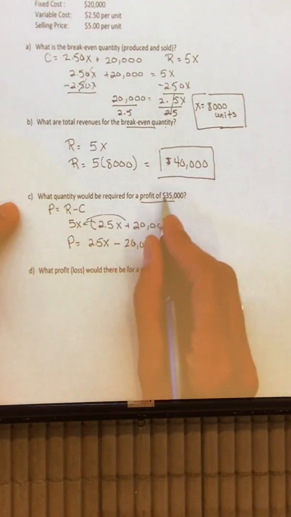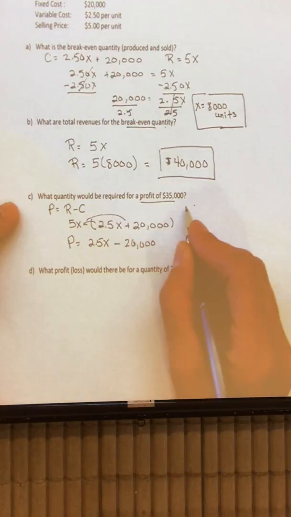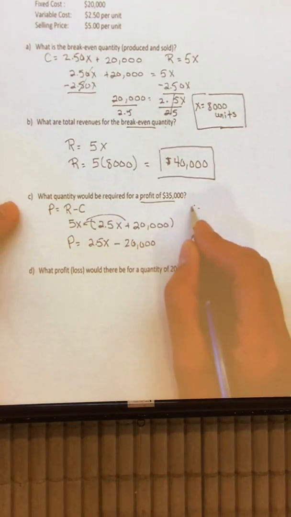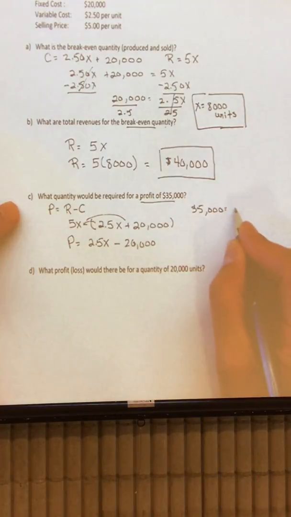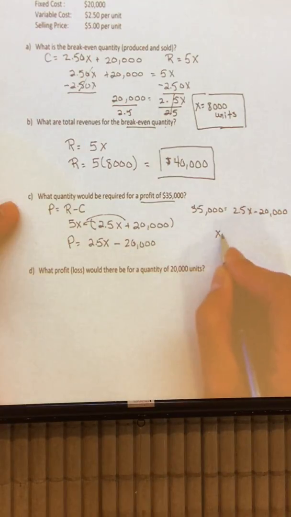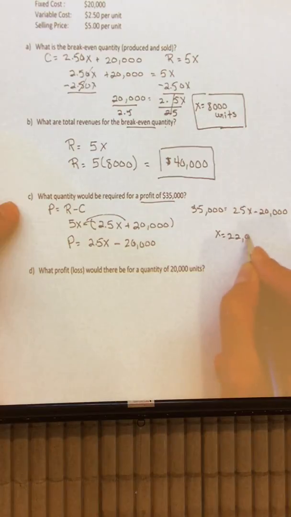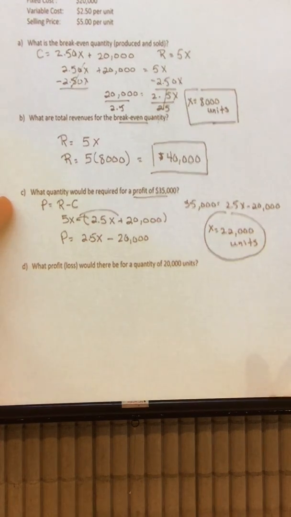So now we're going to substitute the profit of 35,000 into P. So 35,000 equals 2.5x minus 20,000. Solving for x, we have 22,000 units would be required for a profit of 35,000.